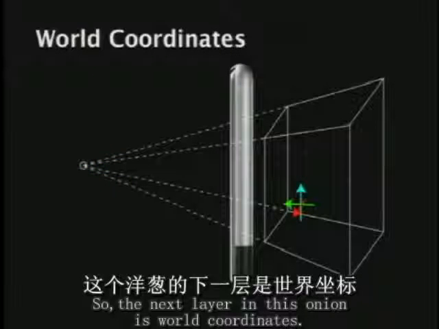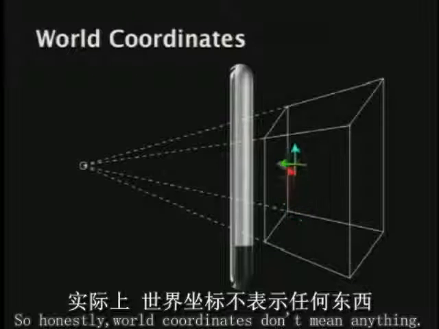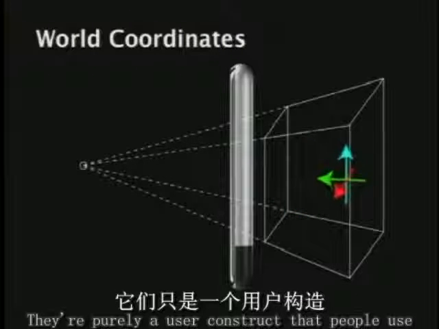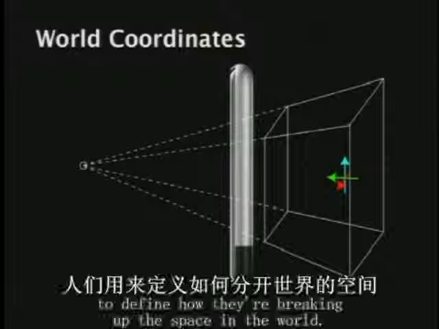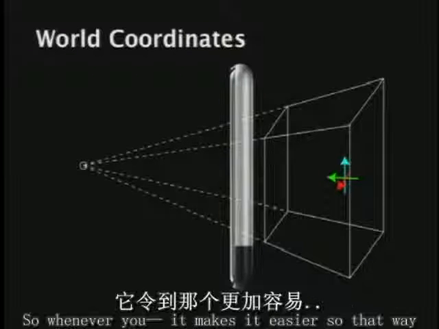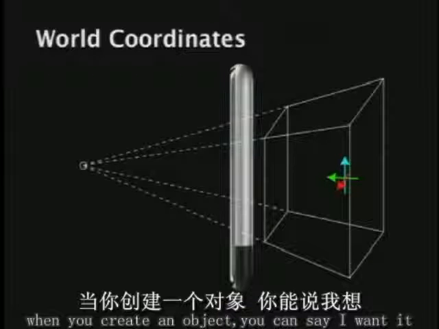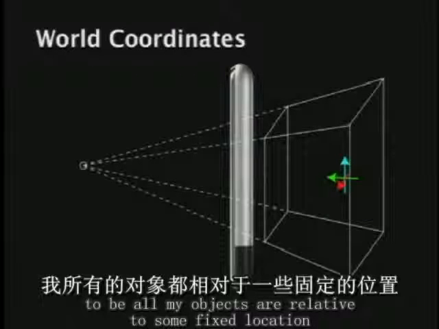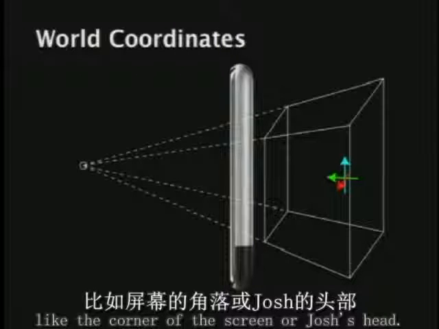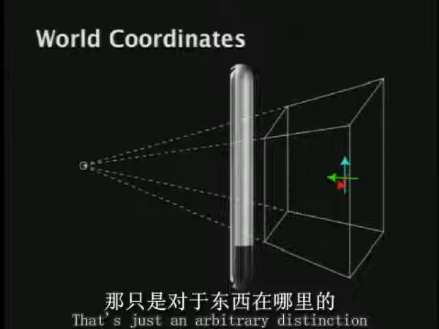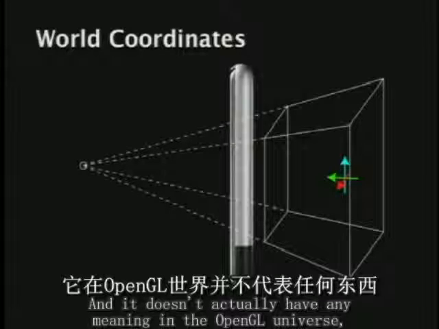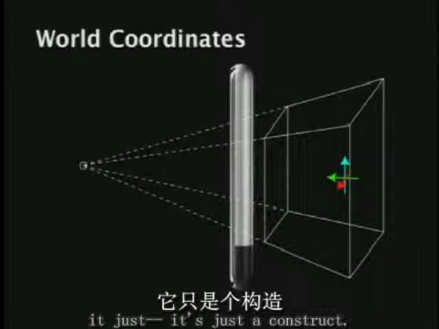So the next layer in this onion is world coordinates. So honestly, world coordinates don't mean anything. They're purely a user construct that people use to define how they're breaking up the space in the world. It makes it easier so that when you create an object, you can say all of my objects are relative to some fixed location, like the corner of the screen or Josh's head. That's just an arbitrary distinction as to where things are. And it doesn't actually have any meaning in the OpenGL universe. It's just a construct.